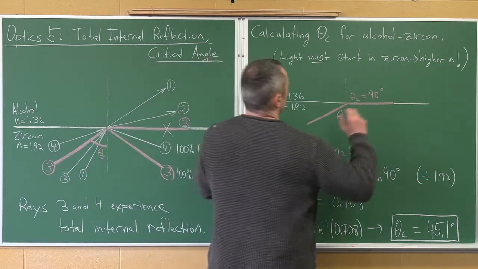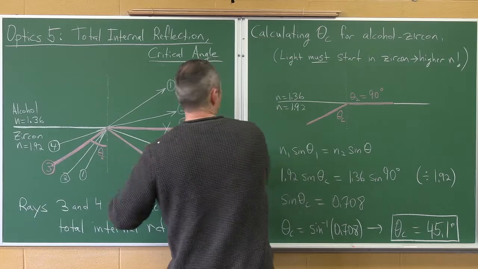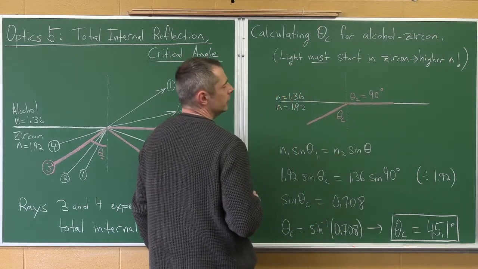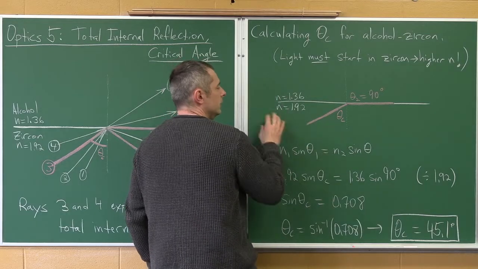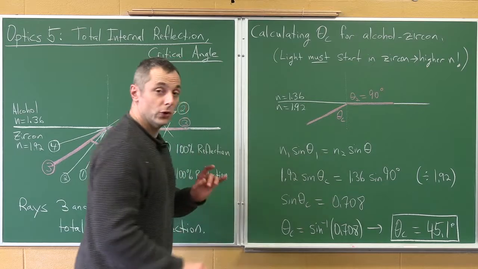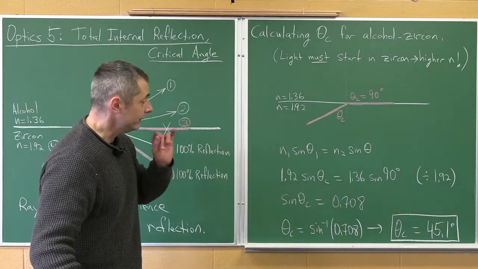So I draw just a quick picture here. I don't need to draw all these rays, just the critical one that would have refracted along the surface like this. And so we put the indices. This is unknown, and the second angle in the lower index is always 90 in these critical angle calculations.